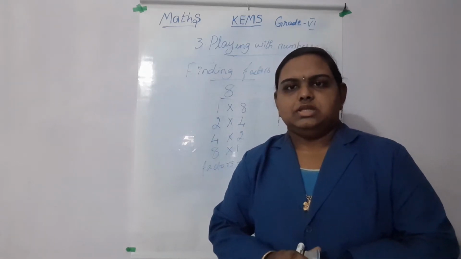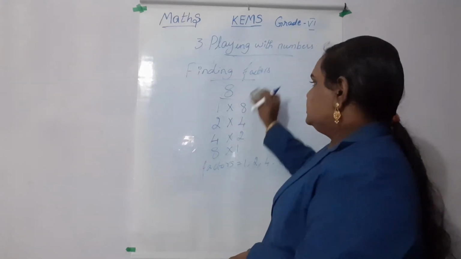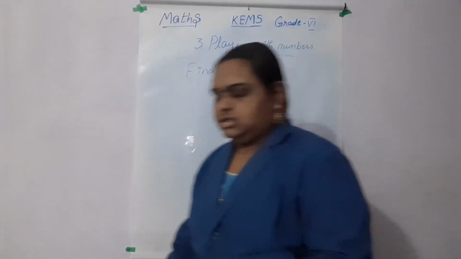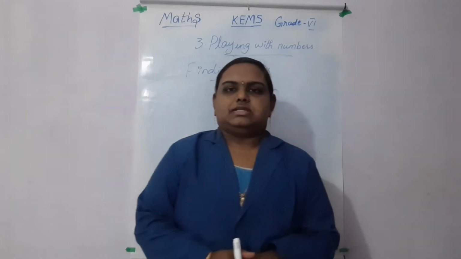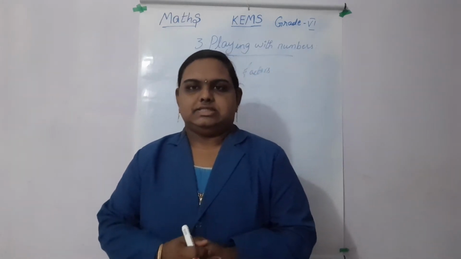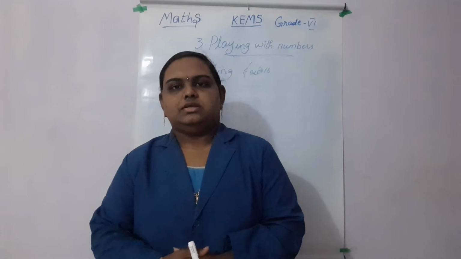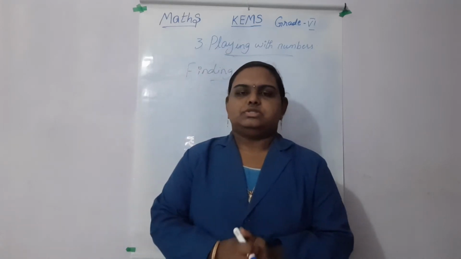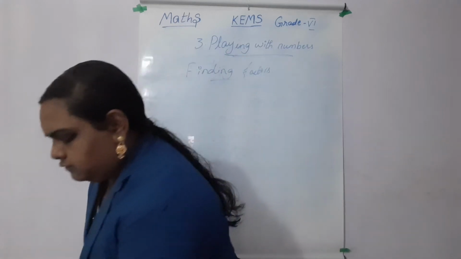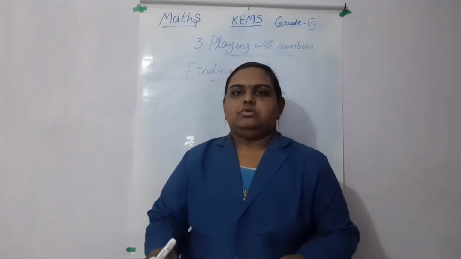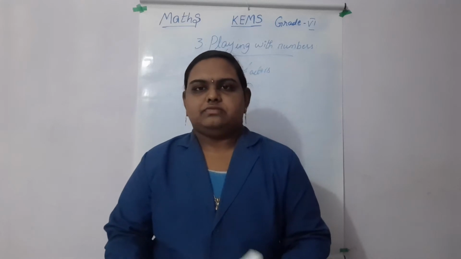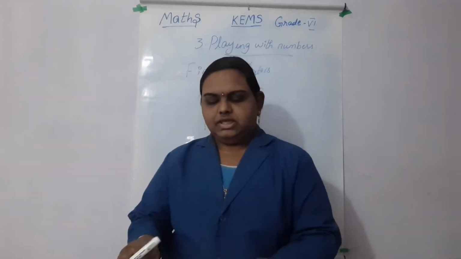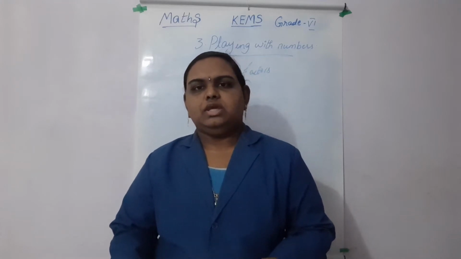Okay. Is it clear to all of you? First one is the prime number and composite number. A prime number has only the factors 1 and itself. A composite number has more than 2 factors. Then we saw how to find the factors of a given number. These are the simple problems that we learned today.